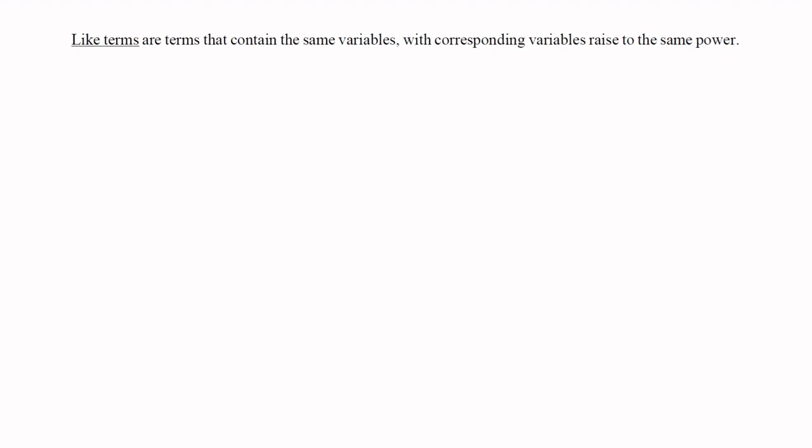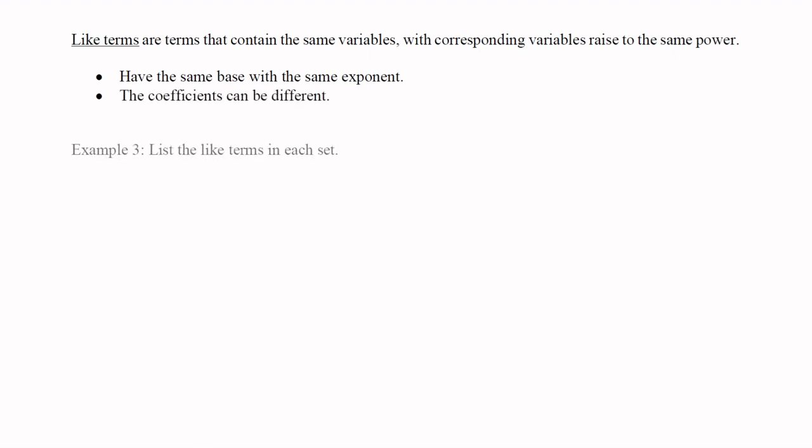Like terms are terms that contain the same variables with corresponding variables raised to the same power. So they have to have the same base with the same exponent. The coefficients, however, can be different. So let's list the like terms in each set. We have 5x squared, 6xy, 4x, 5y, and 7xy.